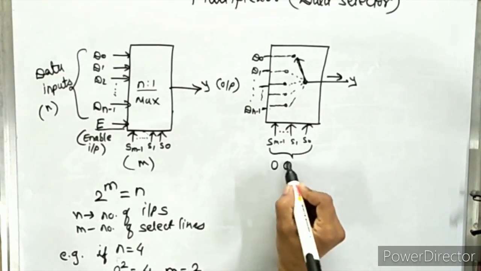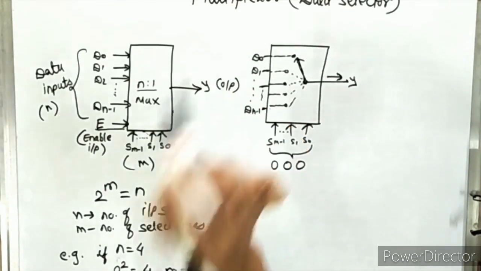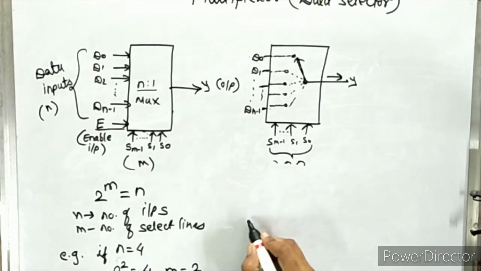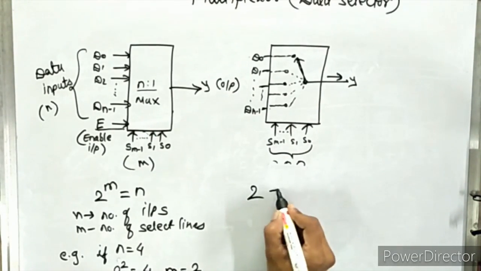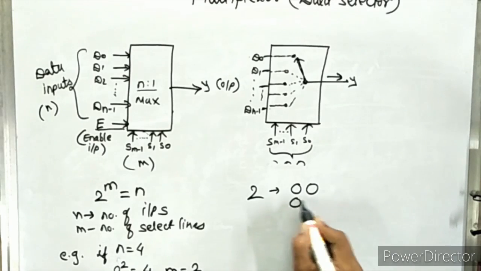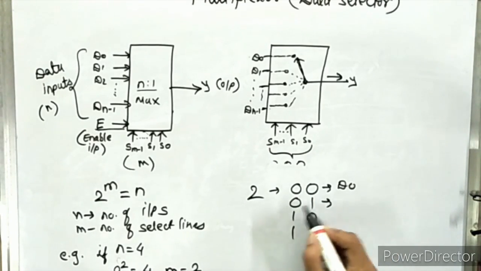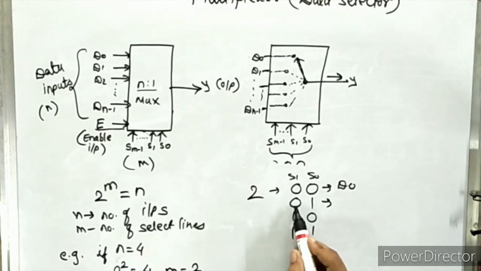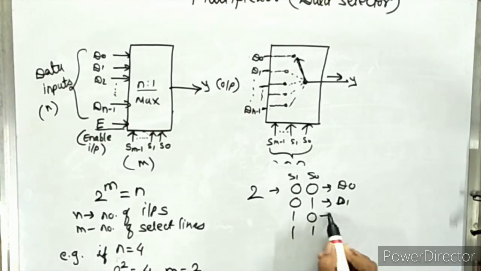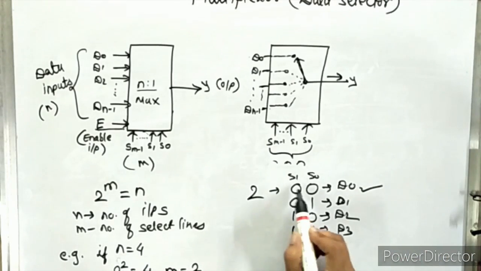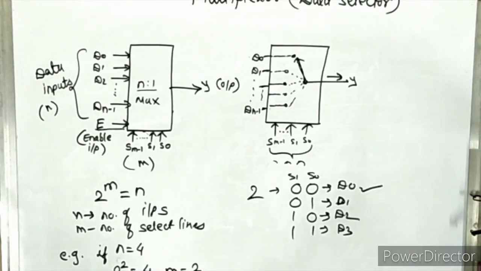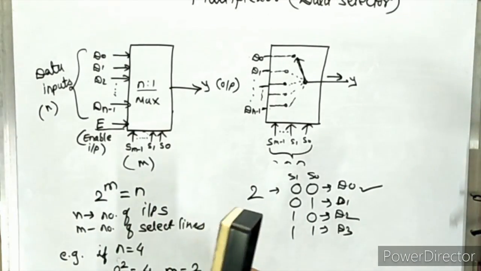If these select lines are 0, 0, then D0 is selected. If we consider that the select lines equal 2, it has a 2-bit combination, so it has 4 different combinations. If they are 0, 0, then D0 is selected. If the combination of the select lines, S0 and S1, is 0, 1, then D1 is selected. For 1, 0, D2 is selected, and for 1, 1, D3 is selected. In this way we can select a particular input at a time using the combinations of the S0 and S1 select lines.